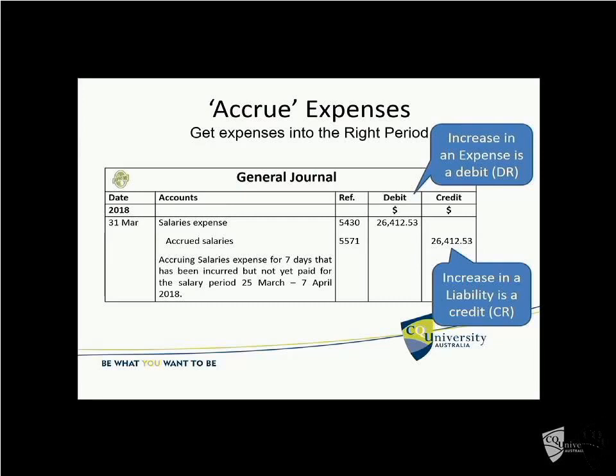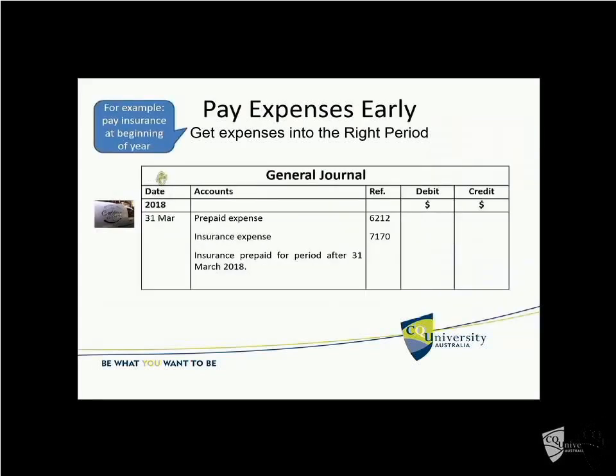So that's getting expenses into the period that aren't there. In this case, a salaries expense. We've increased a liability. The other thing that happens is that we pay expenses early. This is for quite a lot of expenses. I've taken insurance as an example. Quite common for us to pay insurance in advance. In this case, I've assumed we pay it a year in advance.